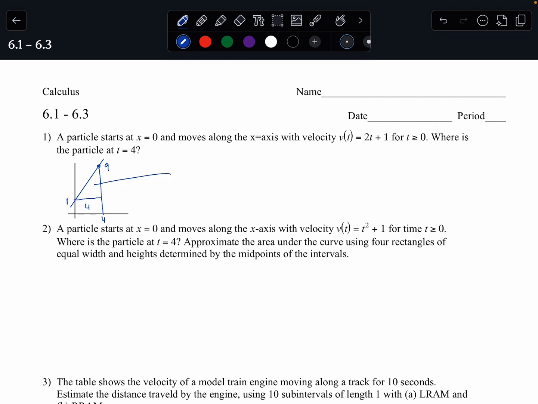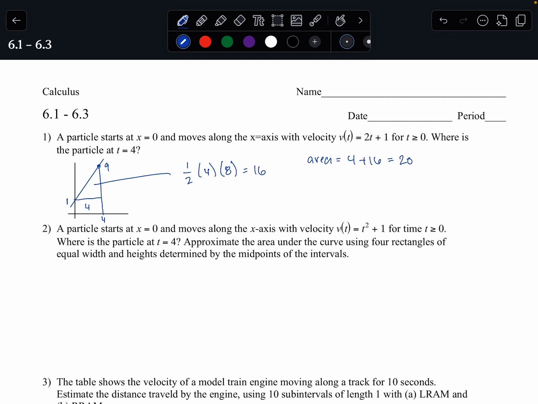So the area of this triangle, area of a triangle, is 1/2 of the base times the height. Now the height of this triangle is not 9. That's from here to here. The height is from here to here, which would be 9 minus 1, so it's going to be 8. And then all of that is just going to come out to be 16. So the total area underneath this velocity curve from 0 to 4 is going to be 4 plus 16, which is going to give me 20.